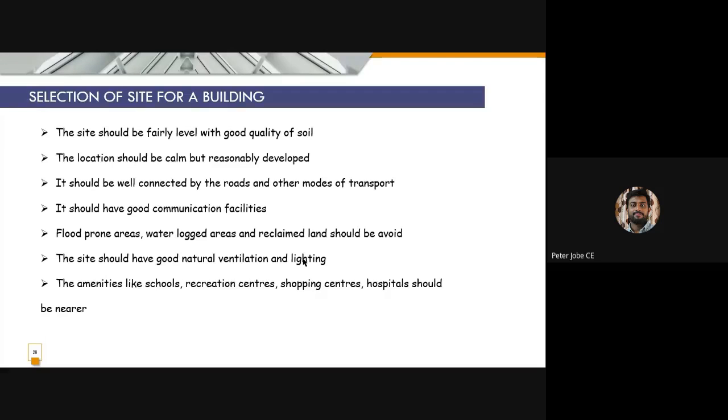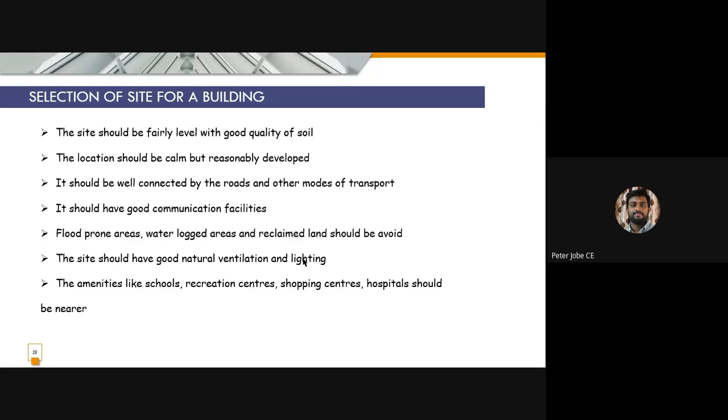Next is the location should be calm but reasonably developed. That's the main thing which everyone nowadays recommends. It should be calm. It should not be on a busy side, whether it be a commercial building, a residential building, or an industrial building. The location should be calm, but it also should be reasonably developed. We cannot expect someone to build a huge building or a huge shopping complex near a forest area. The population in that particular area will be very low, so you cannot expect the income from such a building. If we are going to construct a shopping complex, it is ideal to construct it near a recently developed area so that you can get enough customers.